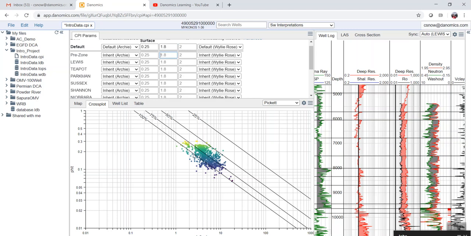And now we see that this 100% line is running through the left edge of the data here. So this would be saying that these sands that are right on the line are now 100%. And we see that we get saturations in this well that are predominantly between 100% and 50%. There's very few points that are less than that.